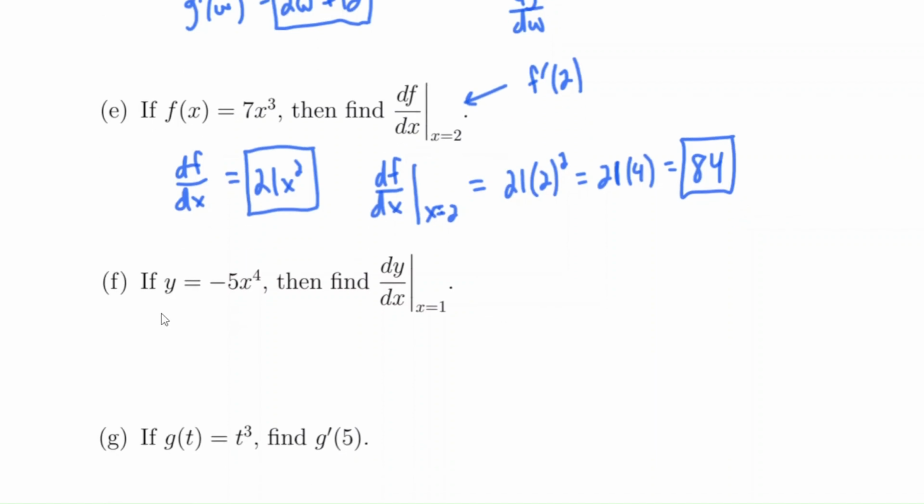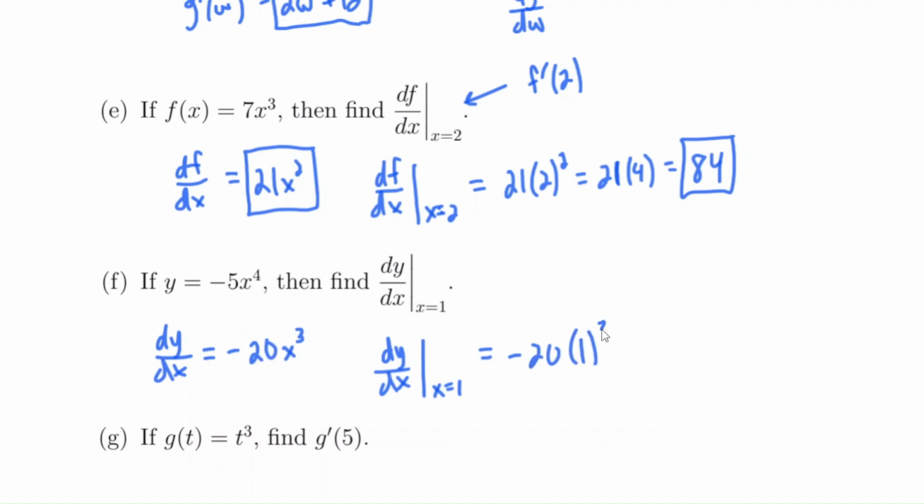Okay, what about if we're given this in terms of y? If y equals negative 5x to the 4th, what's dy dx evaluated at x equals 1? Well, without evaluating at x equals 1, dy dx would be negative 20x cubed. So what is dy dx evaluated at x equals 1? This would be like y prime of 1. We need to plug in 1 for x. We get negative 20 times 1 cubed. So that's just negative 20 times 1, which would just be negative 20. So the slope of the tangent line would be negative 20 at x equals 1.